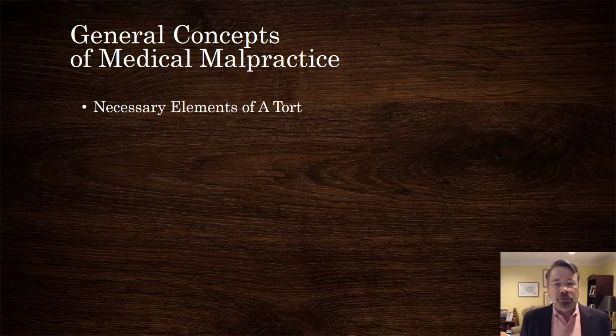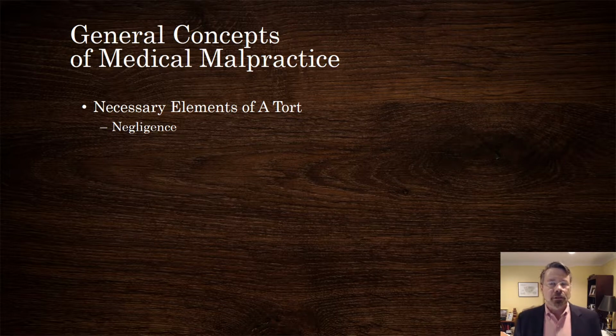Medical malpractice is a type of tort. First is negligence, and these are the elements that a plaintiff must prove. They must prove that the physician deviated from the standard of care, and so they have two parts. They have to first prove what the standard of care was, and secondly, that the physician deviated from the standard of care. They have to prove that there was an injury, that the patient suffered an injury in the case. And third, they have to prove proximate cause.